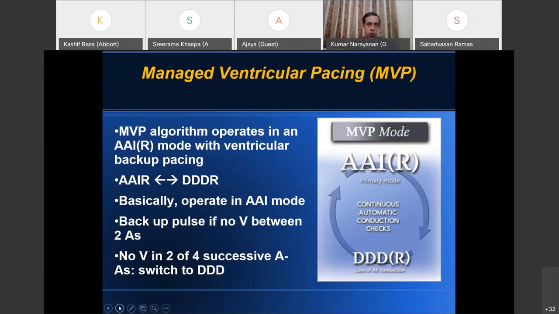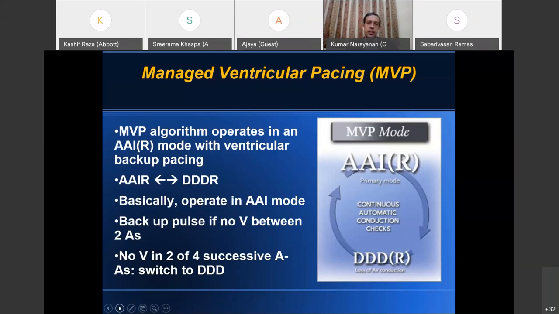But what's going to happen if there is no intrinsic conduction? In other words, if there is no ventricular activation between two atrial activations, okay, you had one atrial activation and you had another atrial activation and nothing in between, which means there was a pause, then it immediately provides a backup pulse.